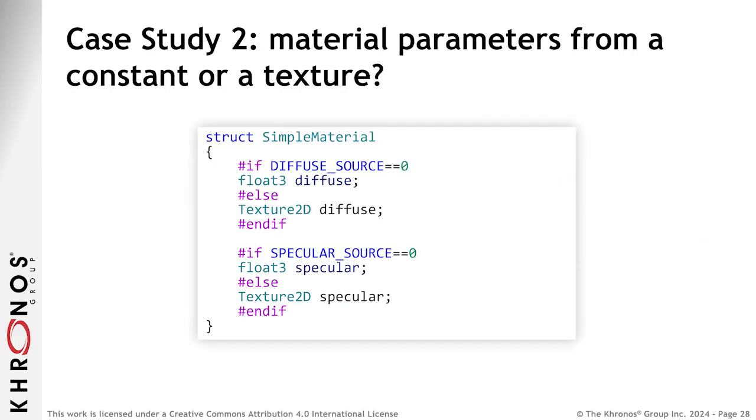And another example that comes up very often in a lot of code bases is that for a single material parameter, often they can be sourced either from a texture or from a simple constant. So we want to be able to specialize the shader based on where that parameter comes from. So with the preprocessors, I can define this diffuse source macro so that when it is defined to 0, we will read from the constant value. And if it is 1, we will declare and fetch from a texture.